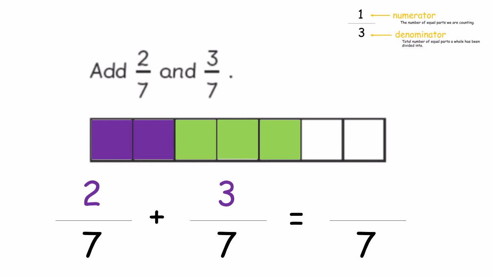When we add fractions with the same denominator, we can just look at the numerator and add them. So we could say 2 add 3 is 5. We could say 2 pieces add 3 pieces makes 5 pieces. Or we could say 2/7 add 3/7 makes 5/7. We're just adding the numerators because they tell us the number of equal parts we are counting.